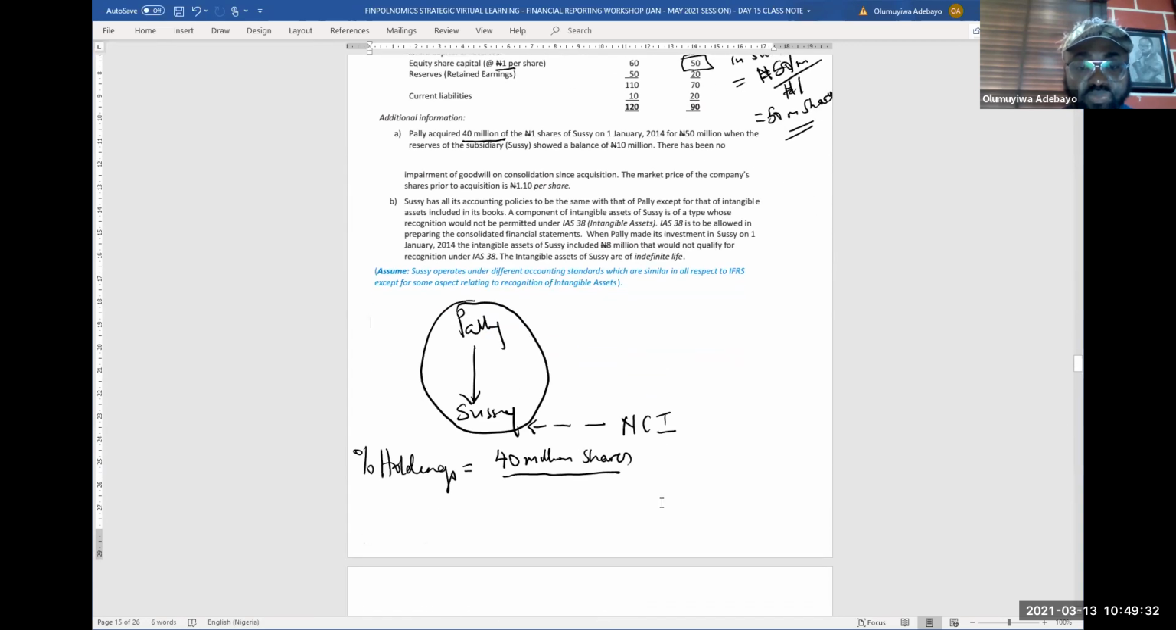Therefore, it means out of the 50 million shares, Pali acquired 40. On my calculator here, 40 divided by 50 as a percentage is 80%. Therefore, I can come here and say 80%, and NCI is 20%. When was the date of acquisition? And when are we reporting?